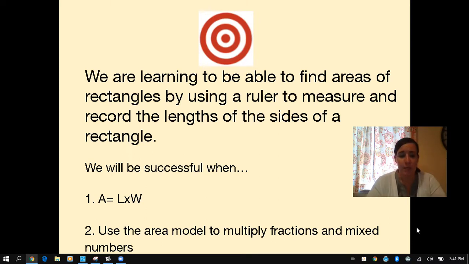So we're using the skills that we learned yesterday of tiling, also known as the area method. So we have to remember to find the area of a rectangle, we take the length times the height. And also when we are solving it with the area model, we need to use the area model when we're multiplying those fractions and especially those mixed numbers. So decompose your numbers into whole numbers and fractions, multiply them into partial products, and then add them back together.